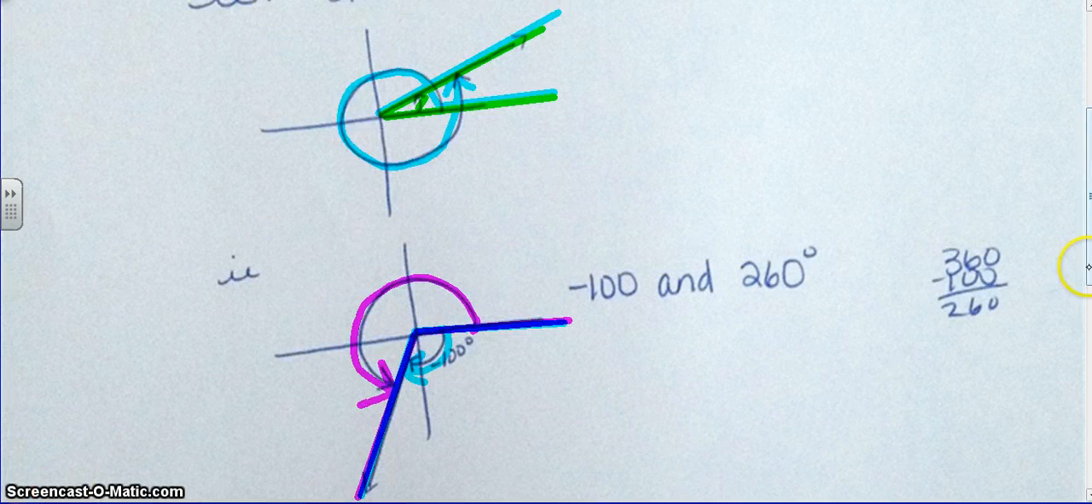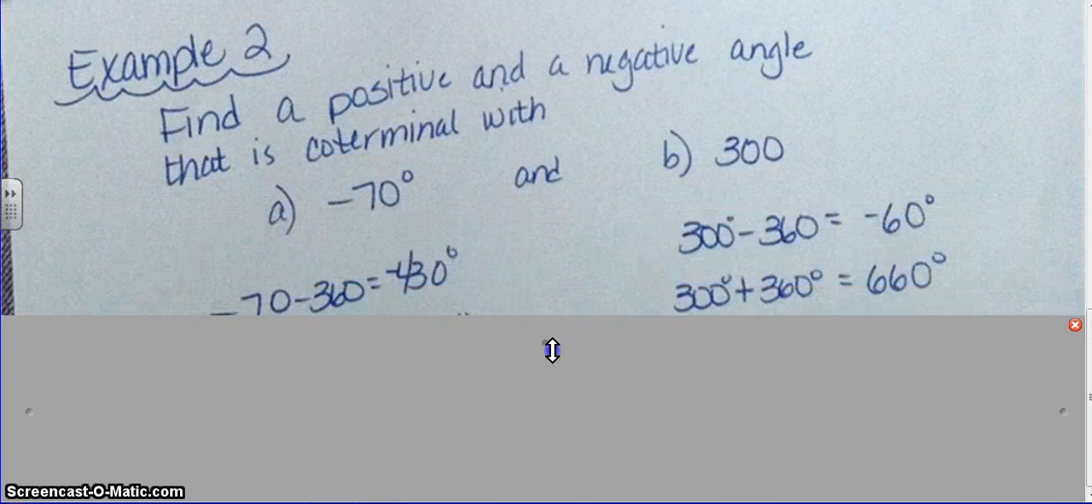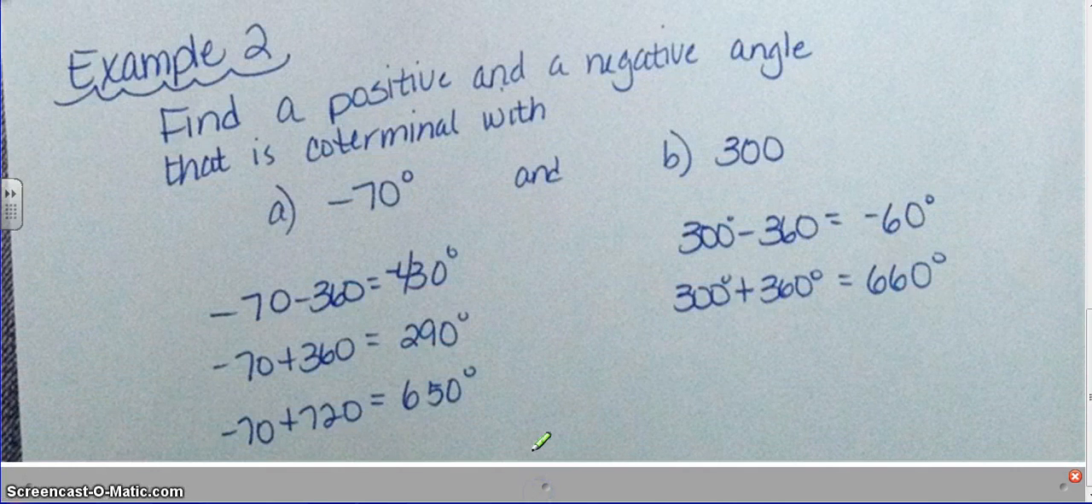Now I'm going to do an example using coterminal angles. So we're going to find positive and negative angles that are coterminal with, first of all, negative 70 degrees. All you need to do to find coterminal angles is just add and subtract multiples of 360. So that's all I'm doing here. Negative 70 minus 360 is negative 430. So negative 430 would be coterminal with negative 70.